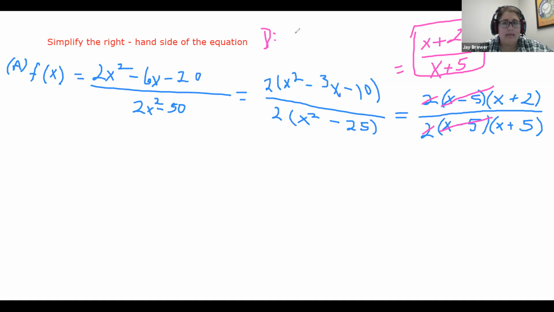What x value cannot go into this problem? It would be all real numbers except for -5. Right, x cannot equal -5.